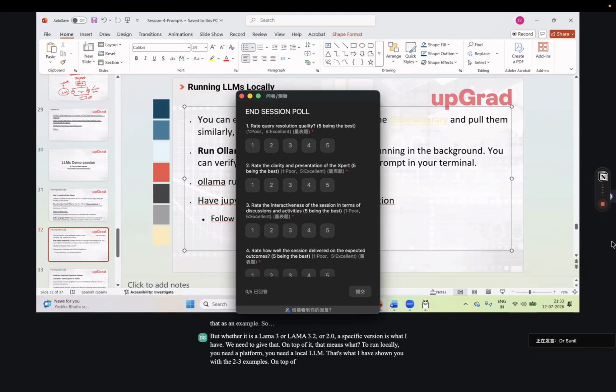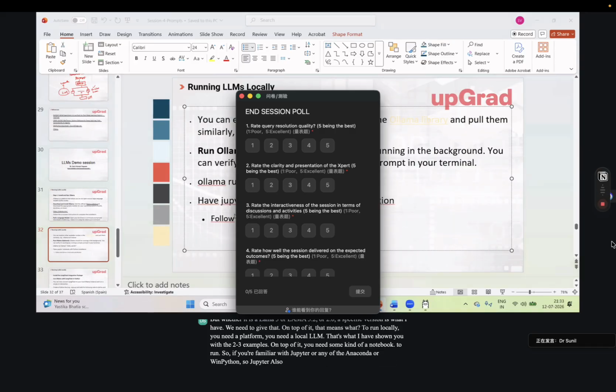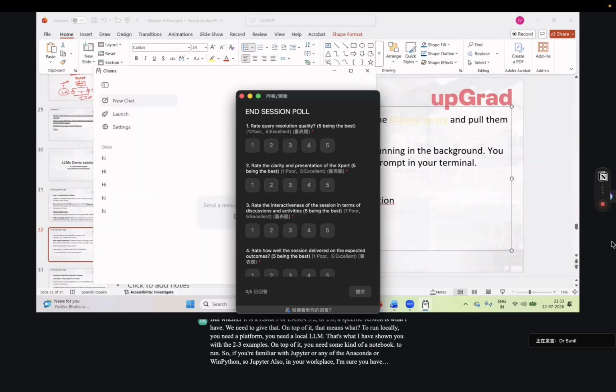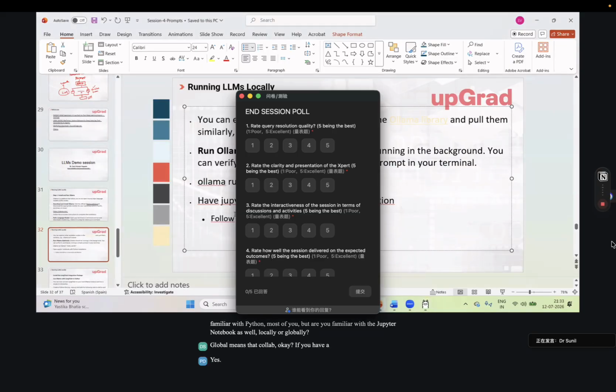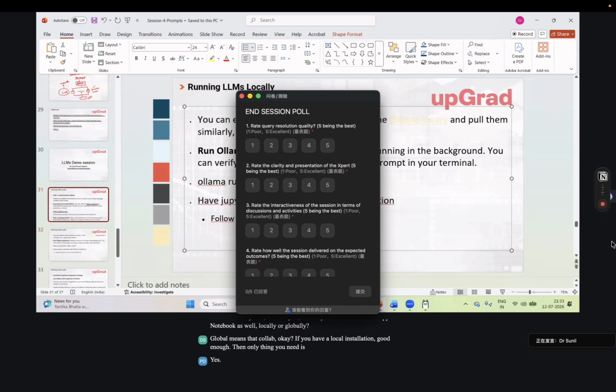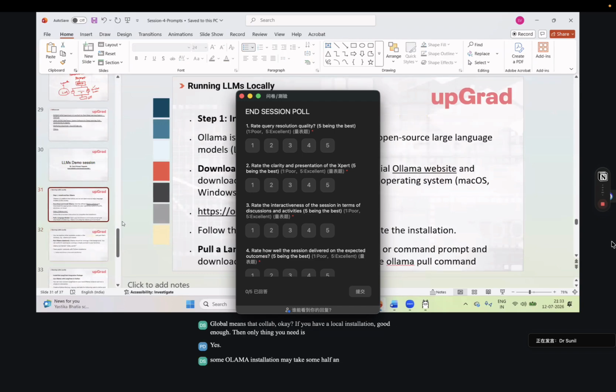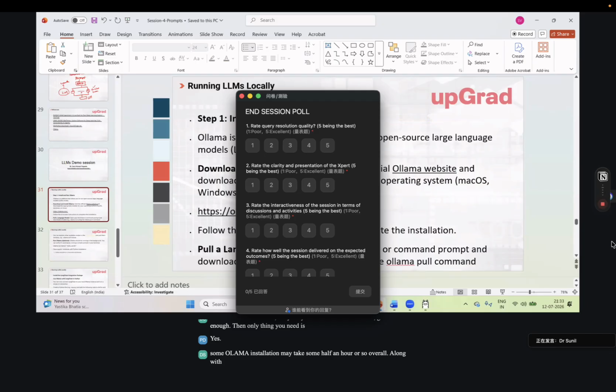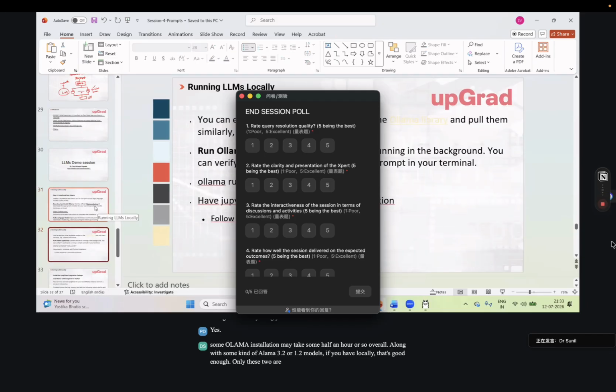On top of it, you need some kind of a notebook to run. If you are familiar with Jupyter or any of Anaconda or WinPython, I'm sure you are familiar with Python, most of you, but are you familiar with the Jupyter Notebook as well, locally or globally? Global means Colab. If you have a local installation, good enough. Then the only thing you need is the Ollama installation, which may take half an hour or so overall, along with some Llama 3.2 or 2 models locally. That's good enough. Only these two are the instructions. Anyway, I'm sharing it with you.